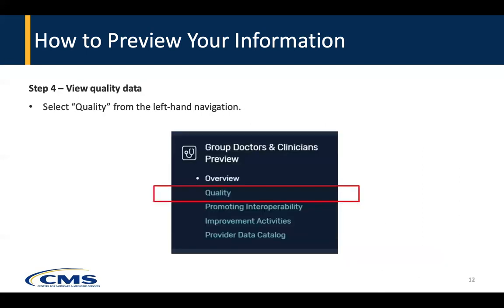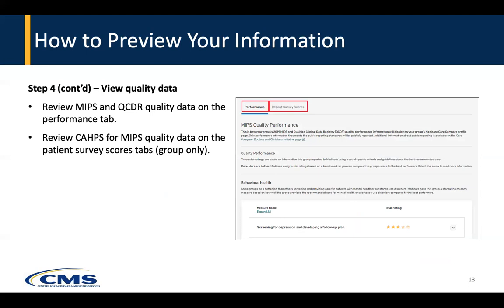Now I'll walk through each of the categories of information to preview, starting with quality. To view your or your group's quality performance information that is targeted for public reporting on profile pages, select Quality from the left-hand navigation. As a reminder, if you don't see this link, it's because you do not have any information to preview for that category. On the Quality page, there will be one or both of the tabs shown on this slide, Performance and Patient Survey Scores. This is where you will review your quality performance information targeted for public reporting on profile pages.